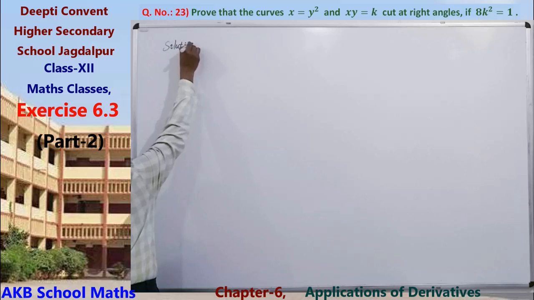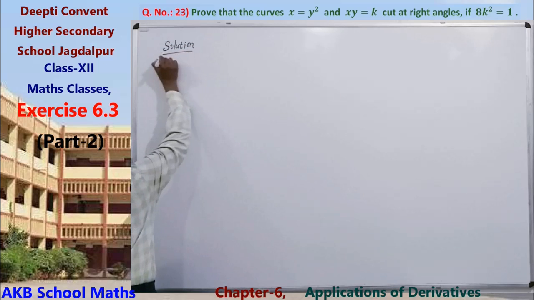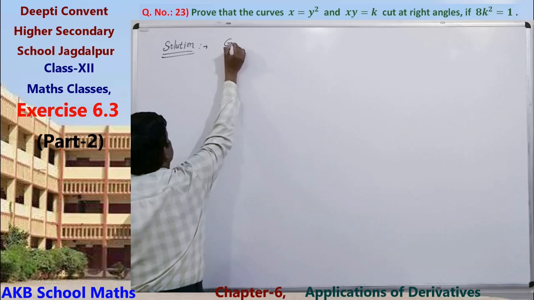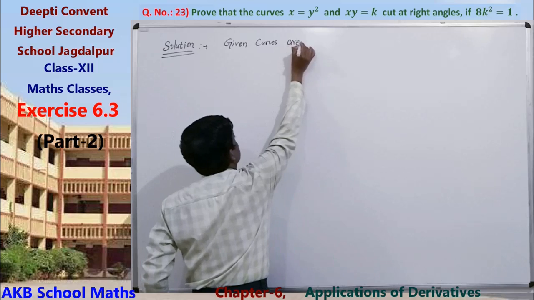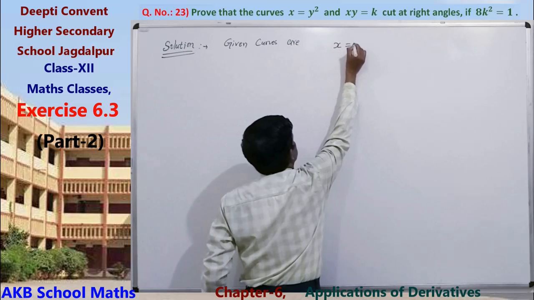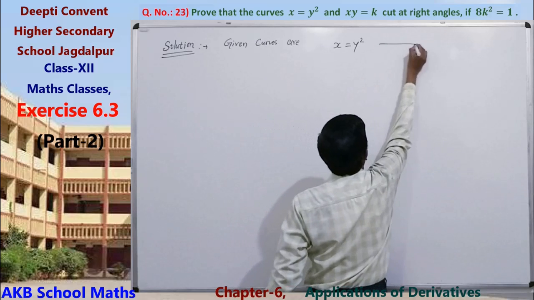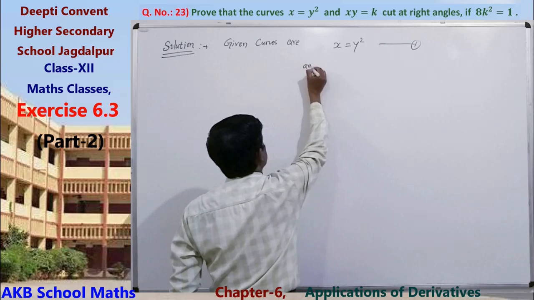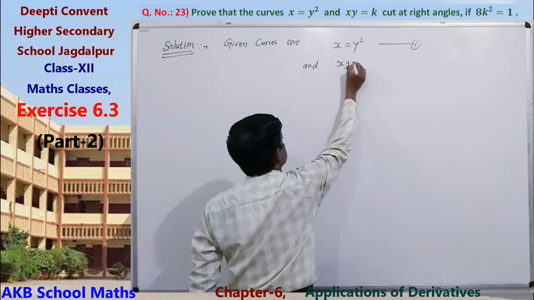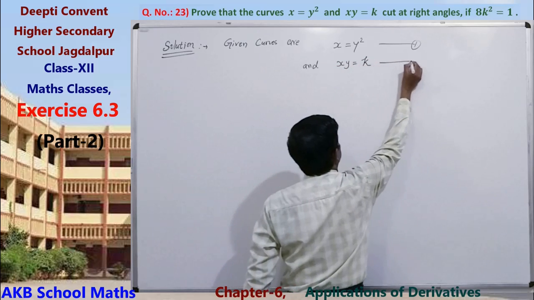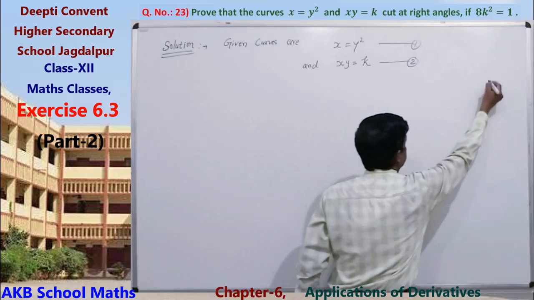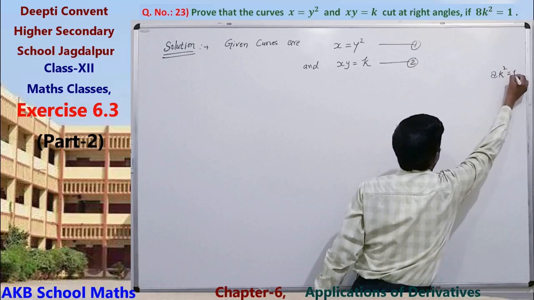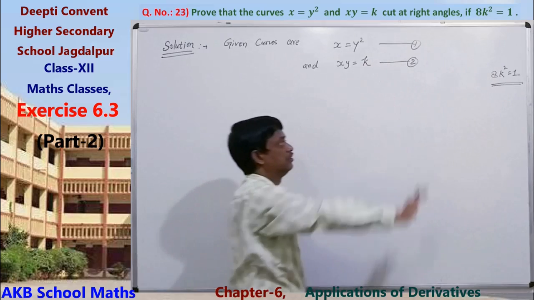Solution. Given curves are x equals y square, first, and xy equals k, second. Okay. If these two curves cut at right angles, then we have to prove that 8k square equals 1, our targeted value.